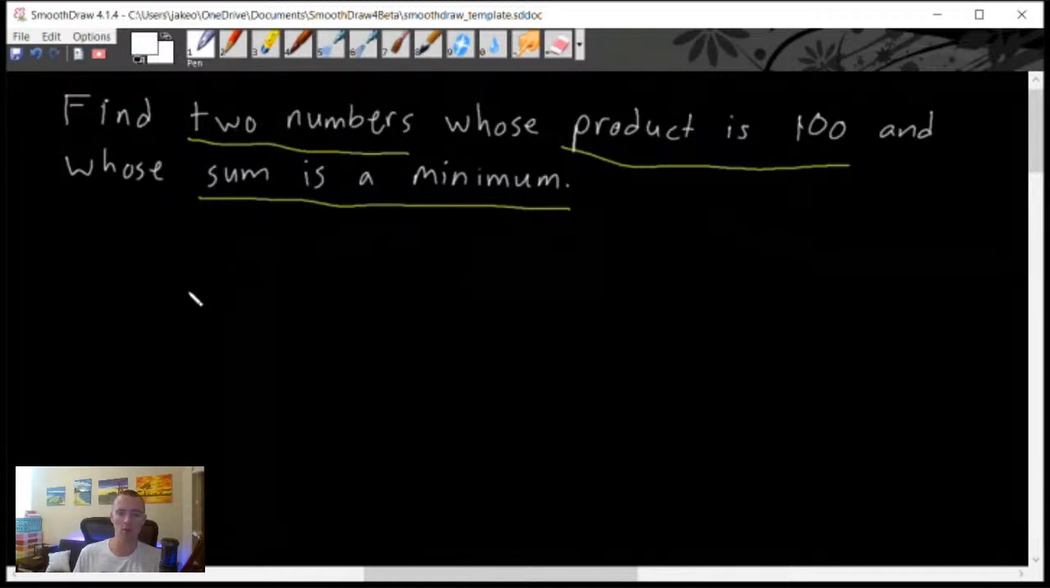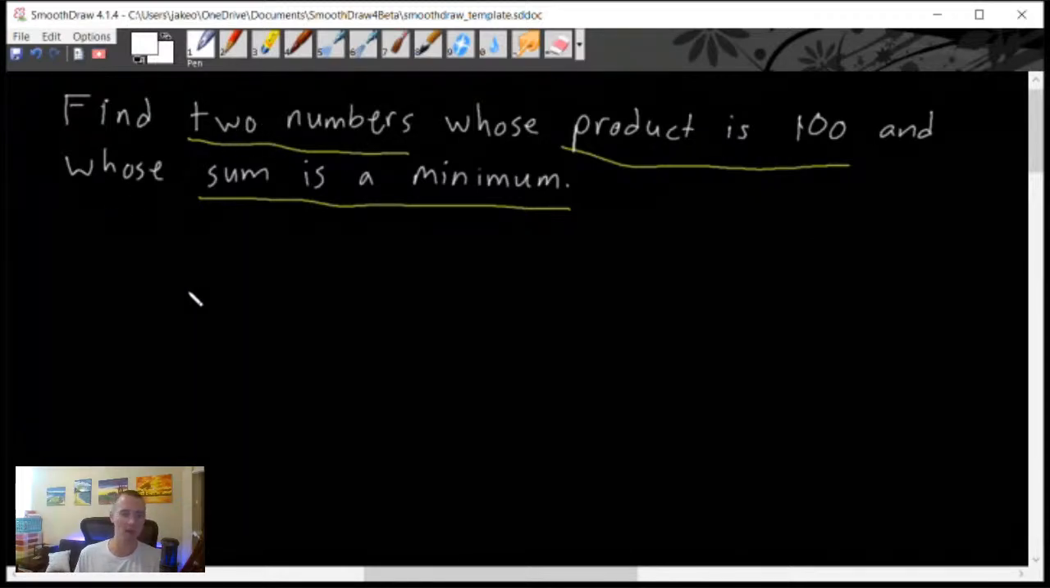So let's think about what this means mathematically and actually write out what we're looking for and what we have. We know we're looking for 2 numbers. It doesn't really matter what you call those numbers. Let's just say we're looking for 2 numbers, X and Y. We know their product needs to be 100 and that their sum is going to be minimized. Those are the 2 things we want to keep in the back of our head as we go on to the next steps.